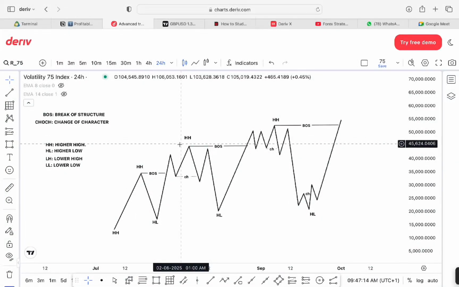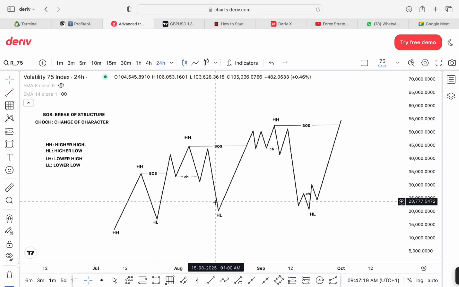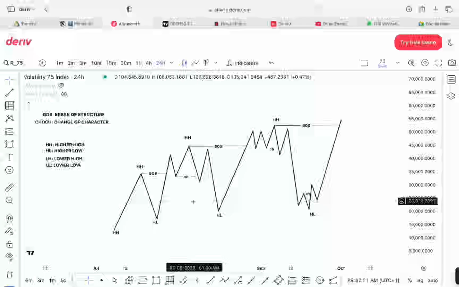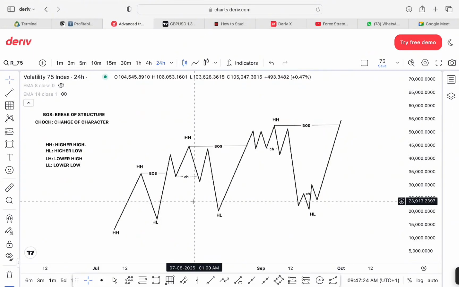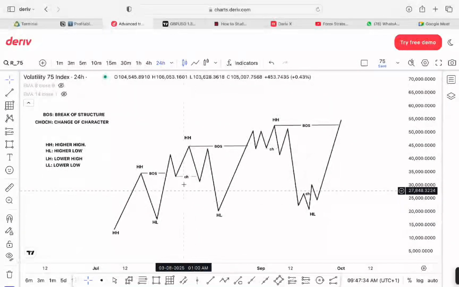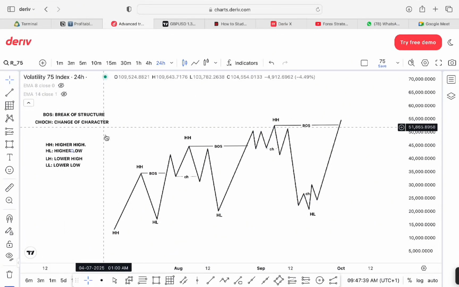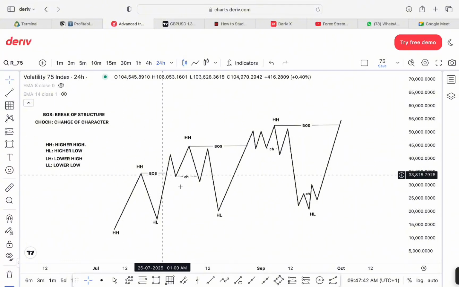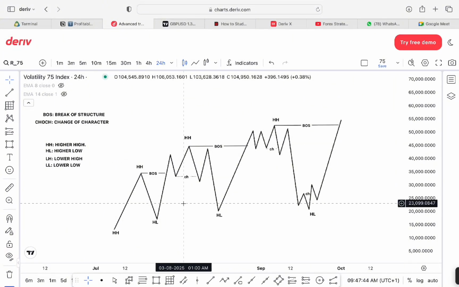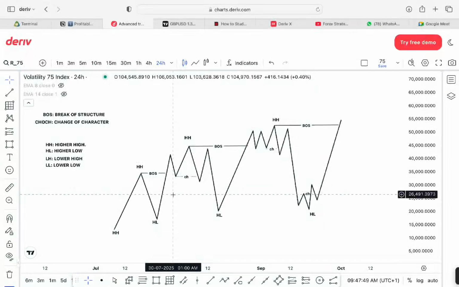Does that make sense? Now, how do you know price is ready to pull back? After a break of structure, we expect a pullback. It might not happen immediately, but how do you anticipate it? You anticipate it with what we call CHoCH, change of character. That is how you expect a reversal. That is how you expect a pullback, correction, retracement, whatever name fits you.